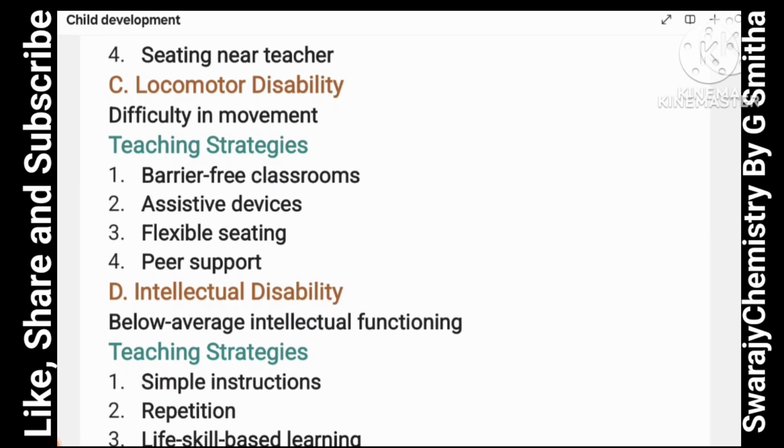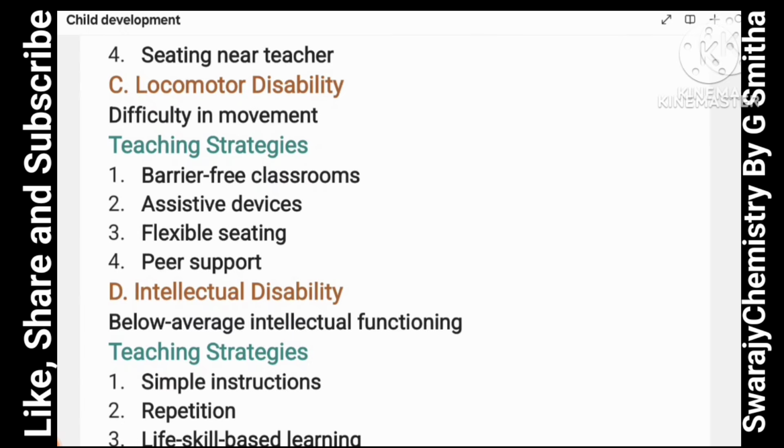The second one is assistive devices. Children may use wheelchairs, crutches, walkers. This helps them move independently. The third one is flexible seating. Teachers should allow comfortable seating, change of place if needed. The fourth one is peer support. Classmates can help in carrying books, moving around, group activities. This builds cooperation and confidence.